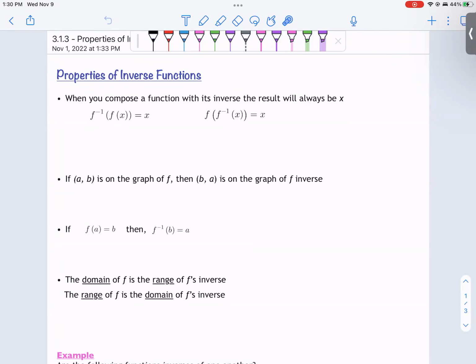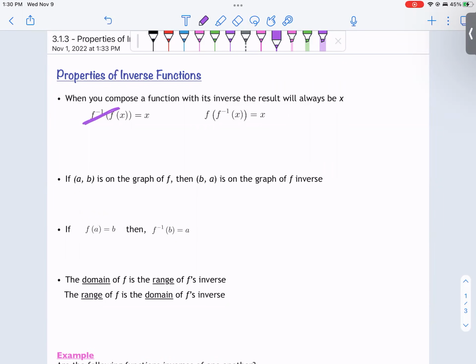Properties of inverse functions. In a previous video, we talked about what inverse functions are, and let's talk about why they're useful. What can they do? The big one is that when you compose a function with its inverse, the result will always be x. So f inverse composed with f is equal to x, and f composed with f inverse is equal to x.